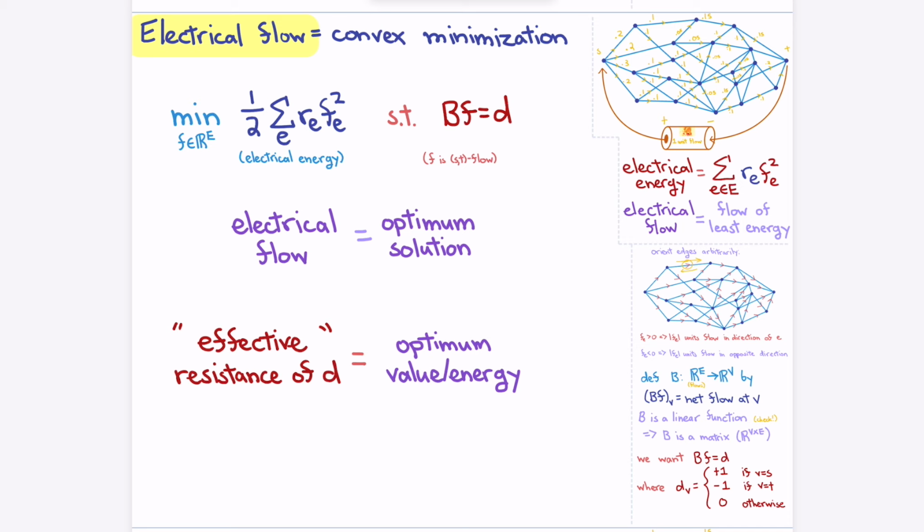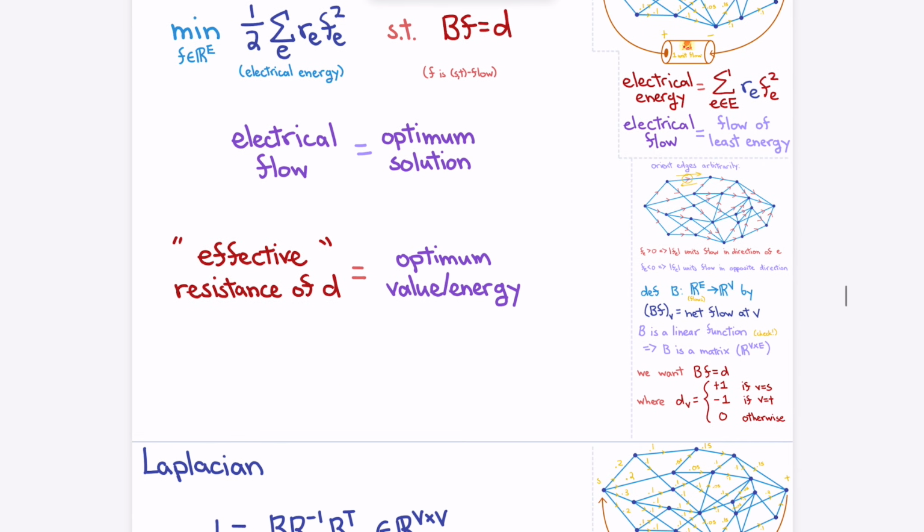Okay, so the optimum value of the solution, the actual energy that's attained by the electrical flow, is called the effective resistance of these demands. I don't know how they come up with these names.